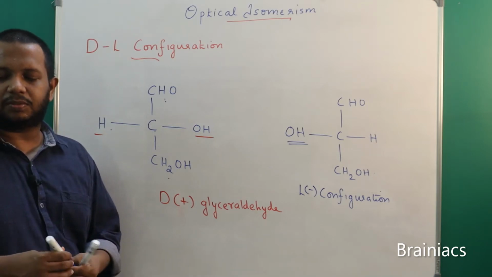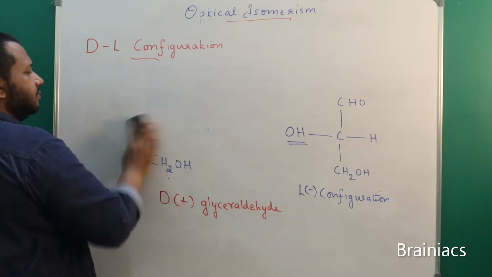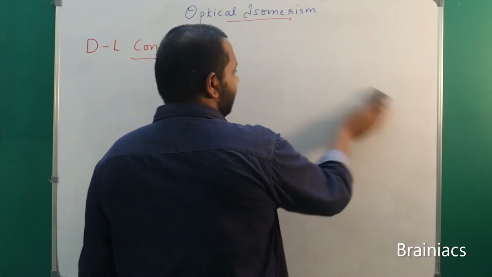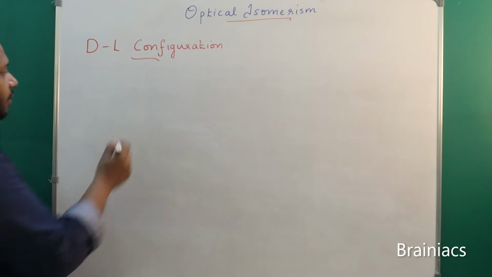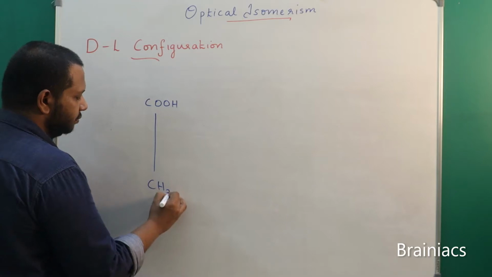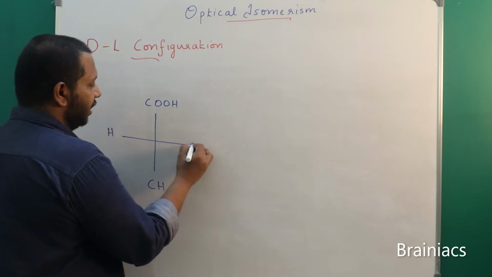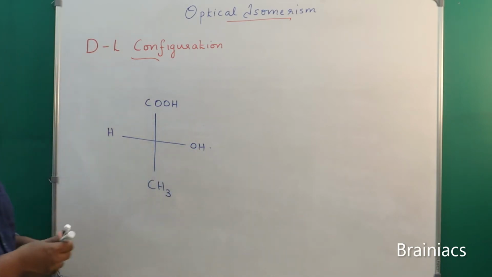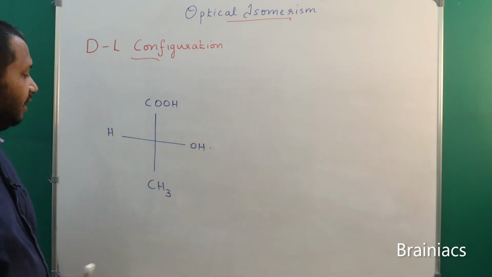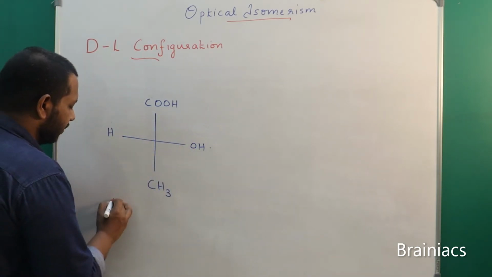We can take other examples as well. For example, lactic acid. Wait, I will take lactic acid next. If I take lactic acid, you have COOH on the top and CH3 at the bottom, and you have H and OH. Again I am seeing the more oxidized group is present at the top and the OH group is on the right hand side. Less oxidized is present at the bottom. Since it is on the right hand side, I can give this configuration as D.